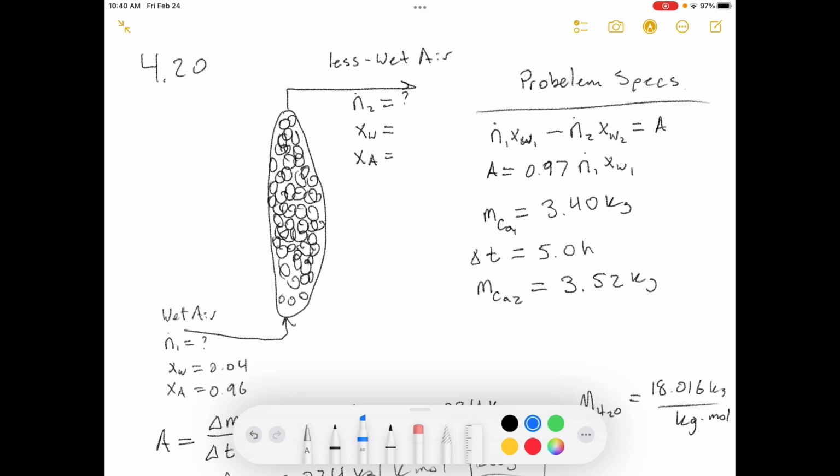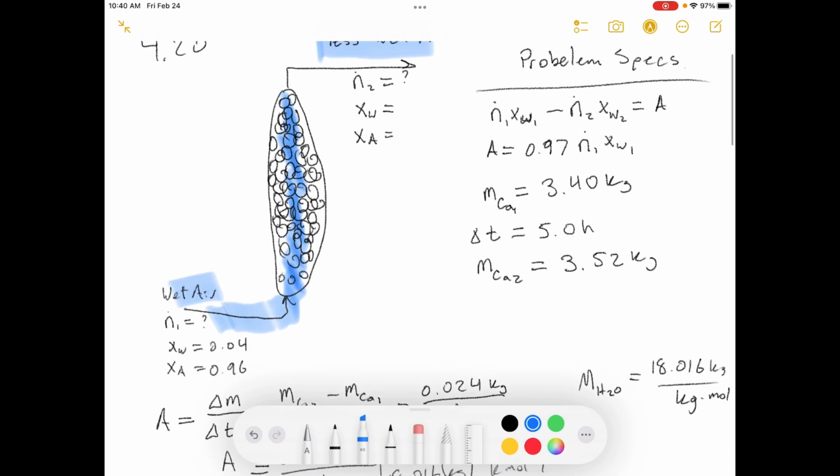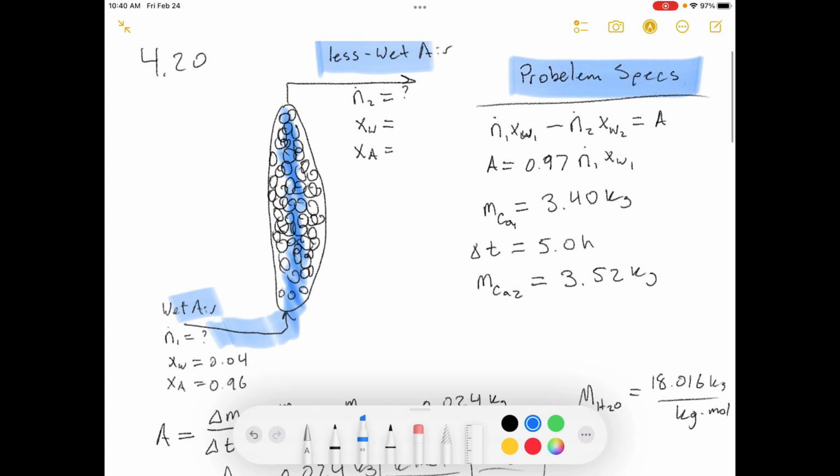Okay, so we've got our column here, got water coming in through here, and it kind of fills up the calcium salt that's in there, and then it comes out a little bit less wet than it came in. Okay, here are some of the things that they gave to us in the problem statement.